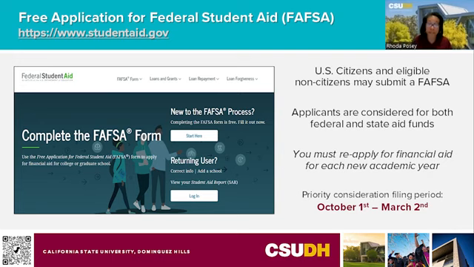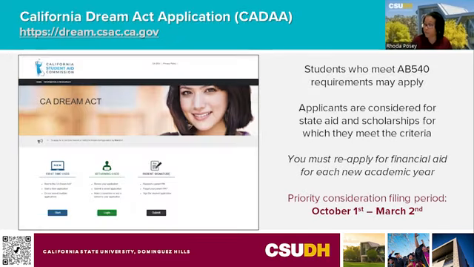If you're a returning user, you can see on the webpage that it's either new user or returning user. The next application is the California DREAM Act application, and the website is above it, dream.csac.ca.gov. Students are eligible to apply if they meet the AB 540 requirements. Applicants are considered just for state aid and any scholarships they're eligible for. Again, you have to reapply for each new academic year. Same filing period as the FAFSA, October 1st through March 2nd. So if anyone's considering returning for the upcoming term, make sure you've done your application.